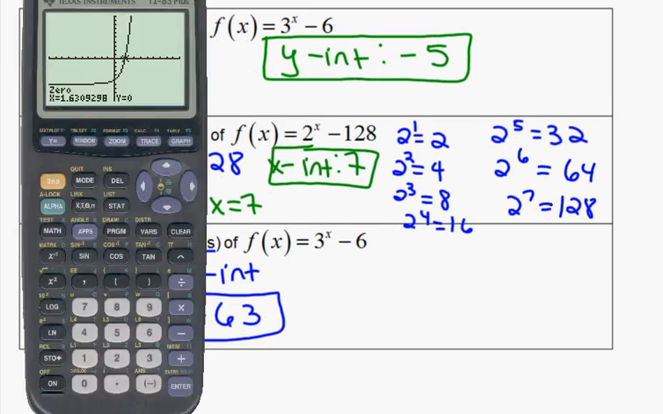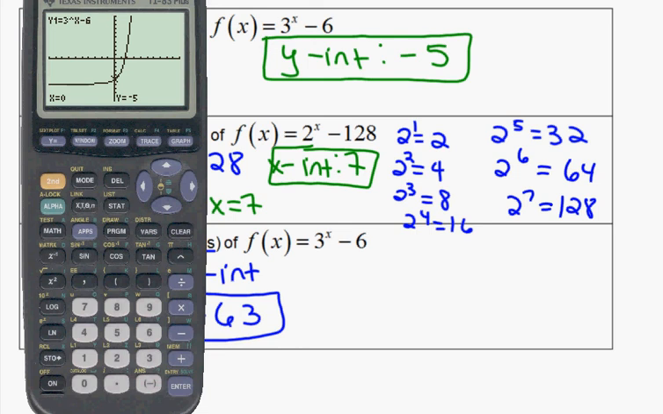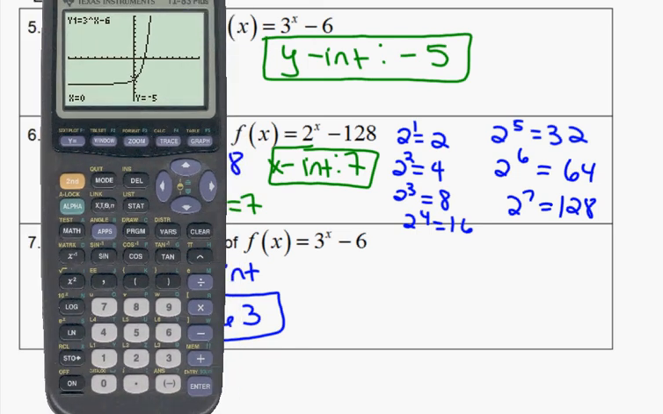If I wanted to, I press second, trace, to access the calculate menu. The first option says value. If I press enter, I can type in a value for x, and the calculator will generate the value for y, which is exactly what we got. So we got the same thing as what we have for example number 5.